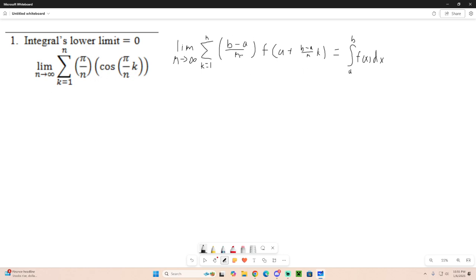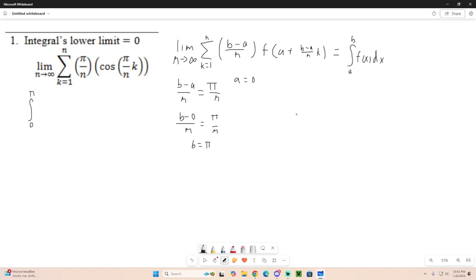We first see our pi over n, that's our change in x, so we can relate these two together. So I'm just going to go ahead and write that. b minus a over n equals pi over n. And we know the integral's lower limit is 0, so we know that a equals 0. So b minus 0 equals pi over n. Therefore, we multiply both sides by n, we get b equals pi. So I'm going to start writing the integral now. We know that our lower limit is 0, and we know our upper limit is pi. So we have 0, and we have pi on top.